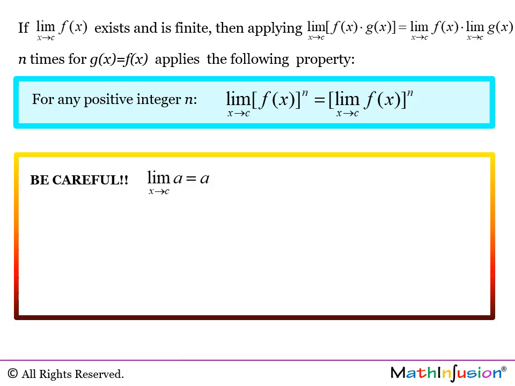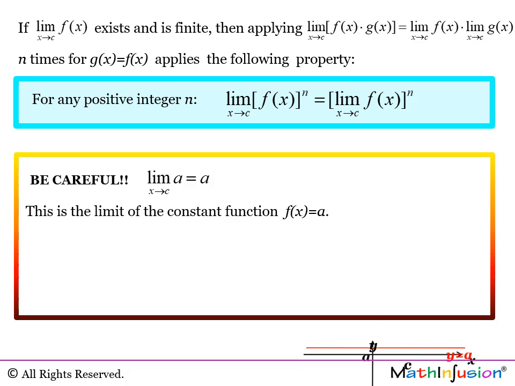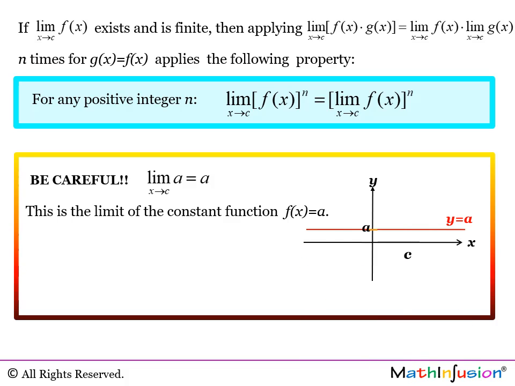Be careful, this is a very confusing limit. The limit of a when x approaches c equals a. This is the limit of the constant function. I can show you the graph. Here is the graph of the function y equals a. You can see that whenever you trace from left to right about x equals c, you always get a. It's the only y value of this function.